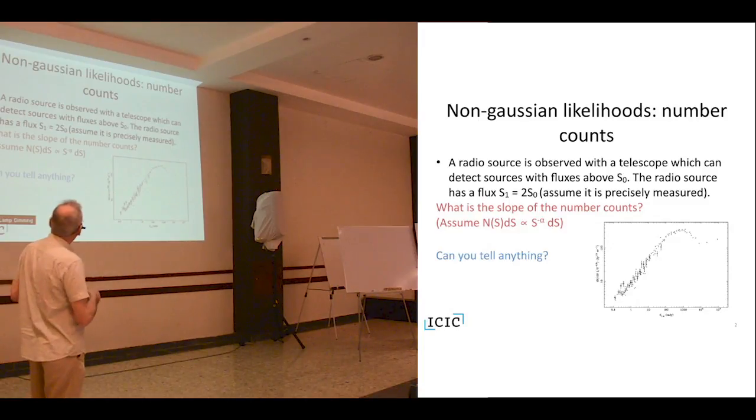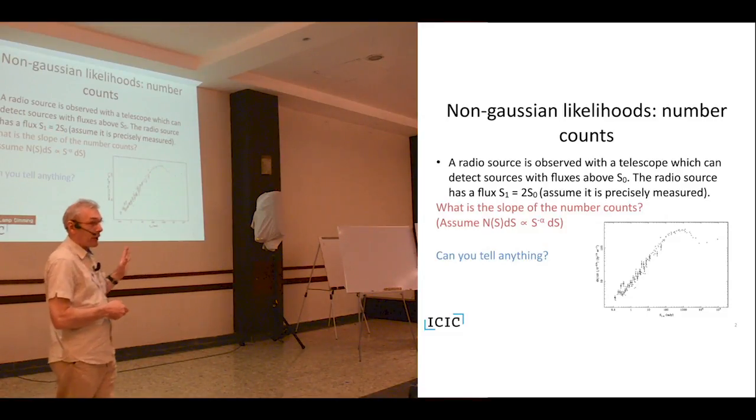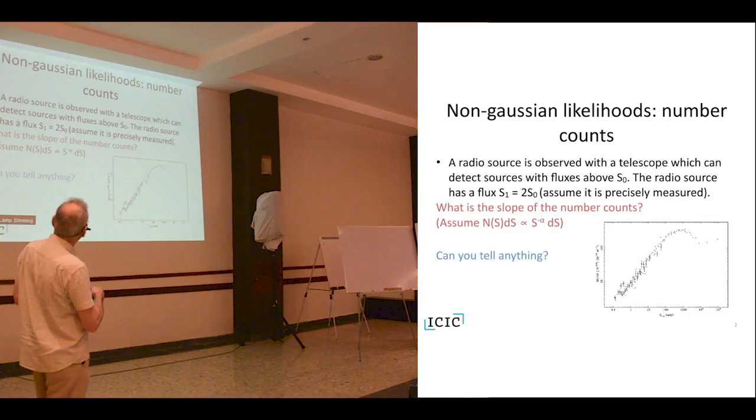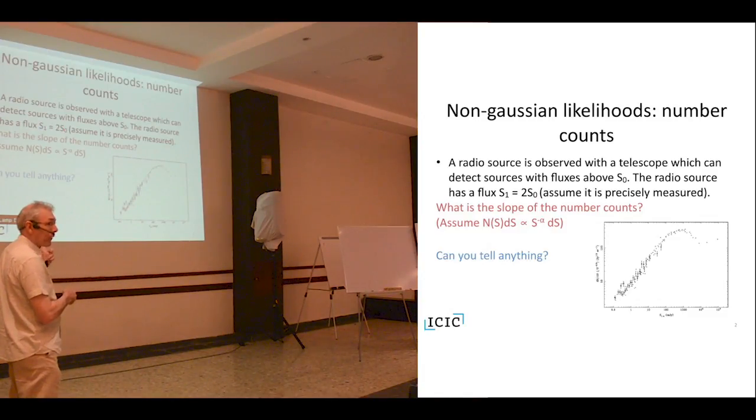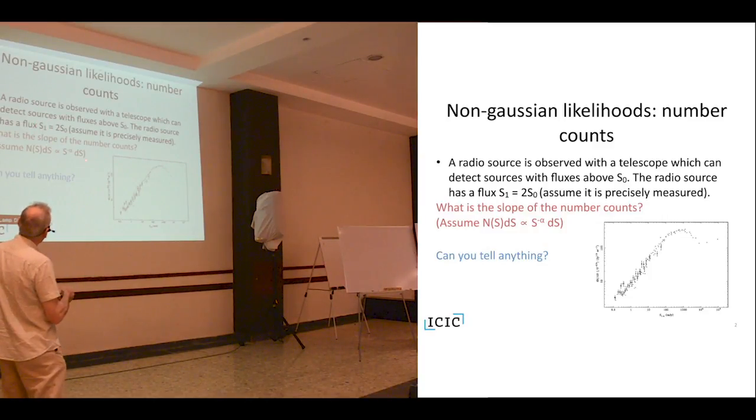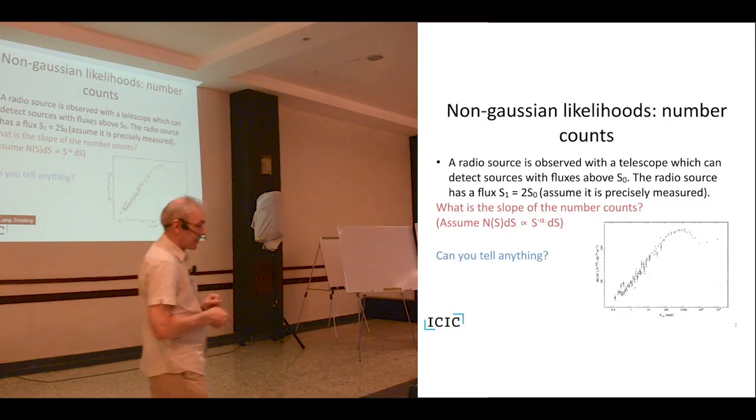Just to remind you what the problem is, we measure some fluxes, and we have an experiment that can measure fluxes down to a certain minimum level, which is S0. We measure one source, one flux, without any error, so we're not concerned with any errors on the measurement here. And we measure it precisely with a value of twice the minimum. The model that we want to constrain is a model where the slope of the number counts is minus alpha. So the number per unit flux range goes like S to the minus alpha.